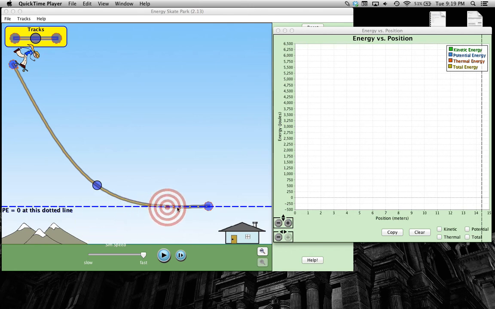The track is changed a little bit. It's flat down here at the bottom, and our skater is a girl instead of a guy. So we're going to do the same thing here.